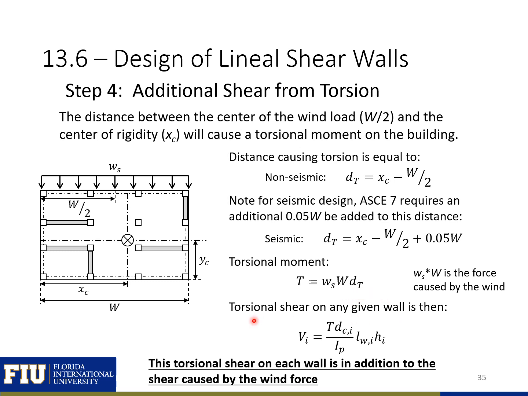And our torsional shear, we can then distribute to each wall as shown here. So each wall, V sub i, is going to get an additional shear caused by the torsional effect. And we divide by the polar moment of inertia that we found on the previous slide. And note that this torsional shear on each wall is in addition to the shear caused by the wind force. So the shear that we found a couple slides ago will be added to this torsional shear.